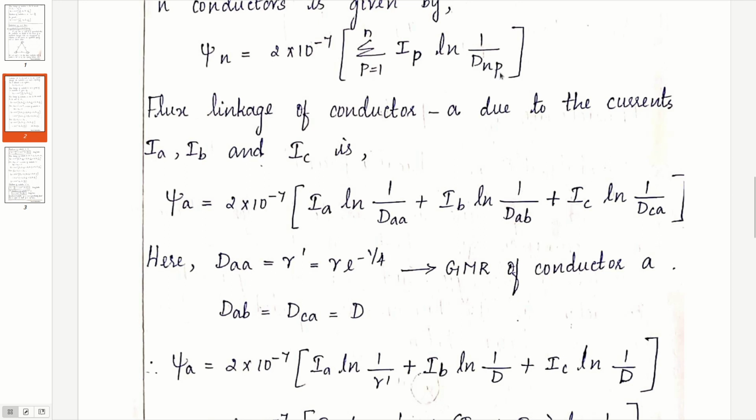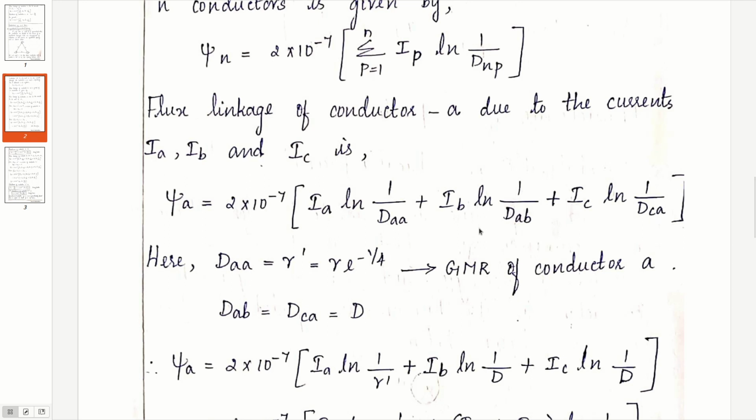Here p is A and n is the conductor A, so DAA. The second term is for p equal to B: IB ln 1 by DAB. It's the flux linkage of conductor A. The third term is for p equal to C and conductor is A: IC ln 1 by DAC or DCA.